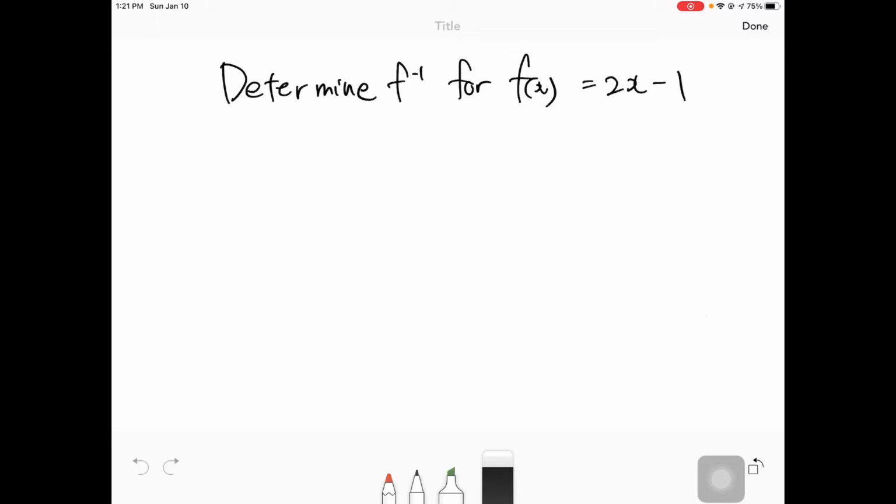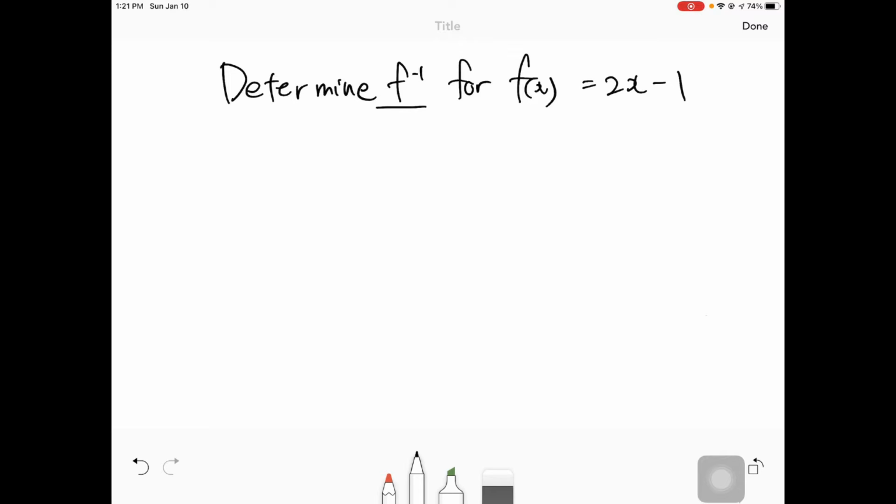This time we are working on this question. Determine f inverse for f of x equals 2x minus 1. First of all, for some people it might be new notation. You can read it as f inverse. So this question asks you to make the inverse function.